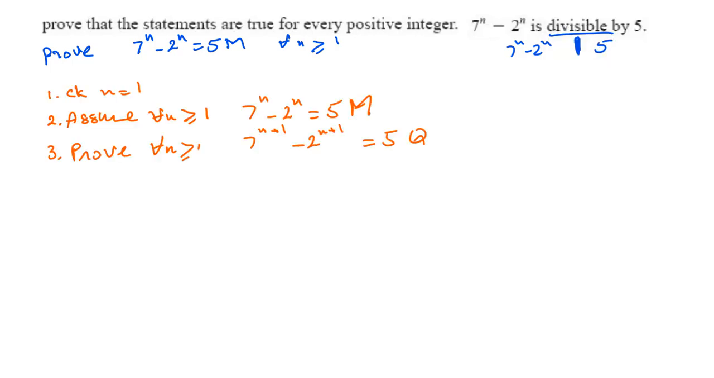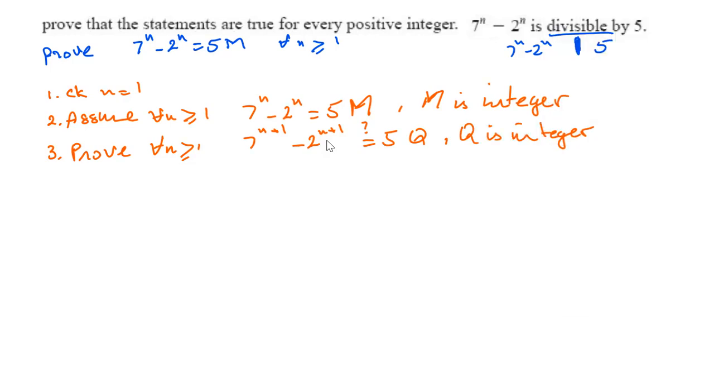So here we have to check for n equal 1, and then we're going to assume for all n greater or equal to 1 that 7 to the n minus 2 to the n equals 5m, where m is an integer. And we're going to need to prove that 7 to the n plus 1 minus 2 to the n plus 1 is equal to 5 times some other integer. I call it q.